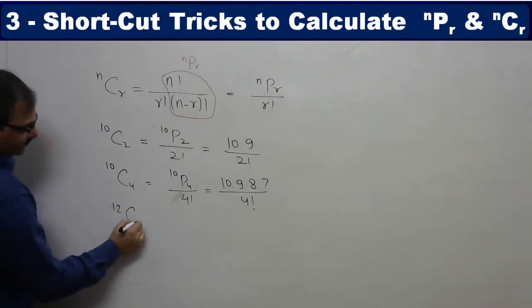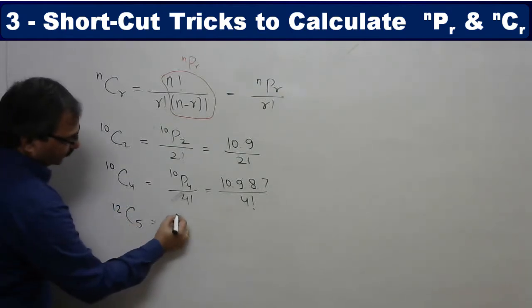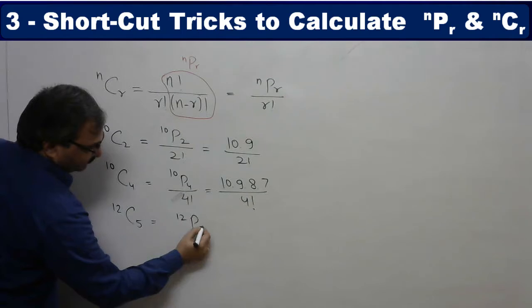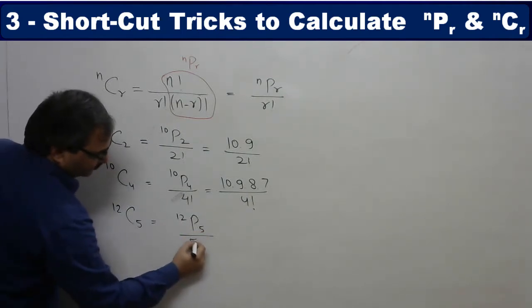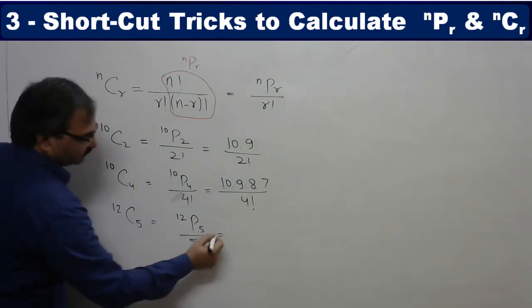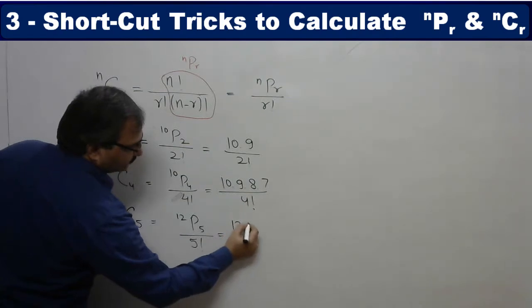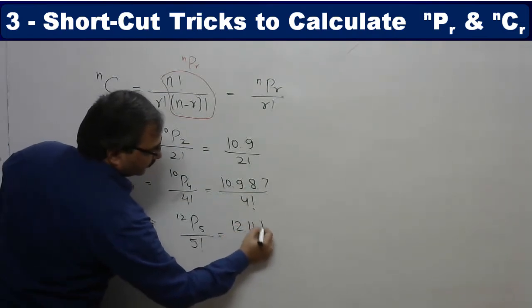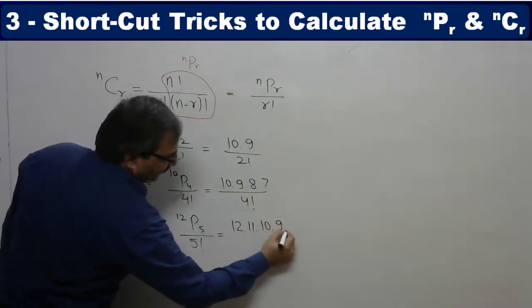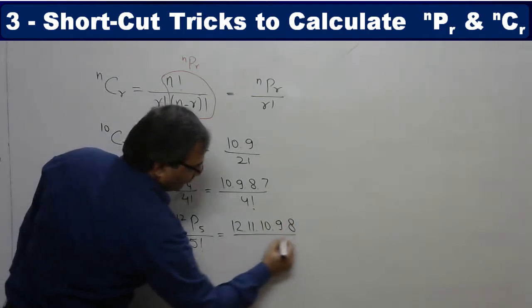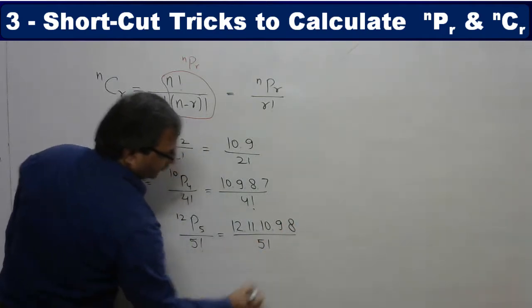Again, this 12C5 will be equal to 12P5 upon 5 factorial. This will be equal to 12 into 11 into 10 into 9 into 8 upon 5 factorial.